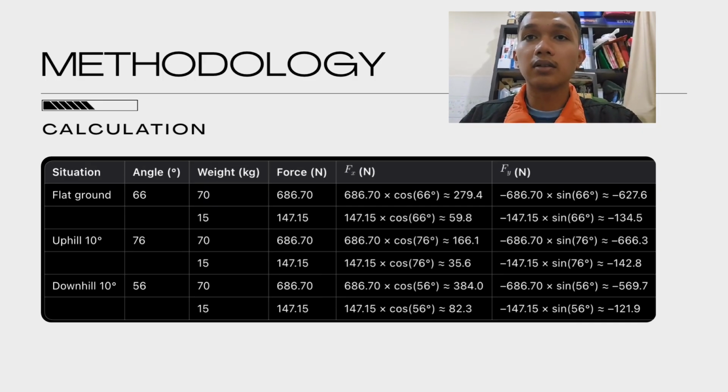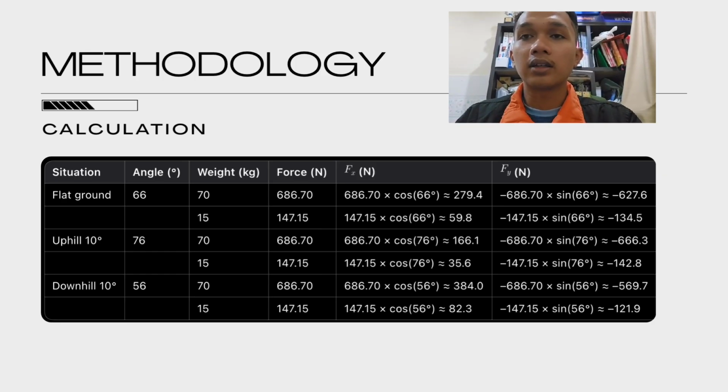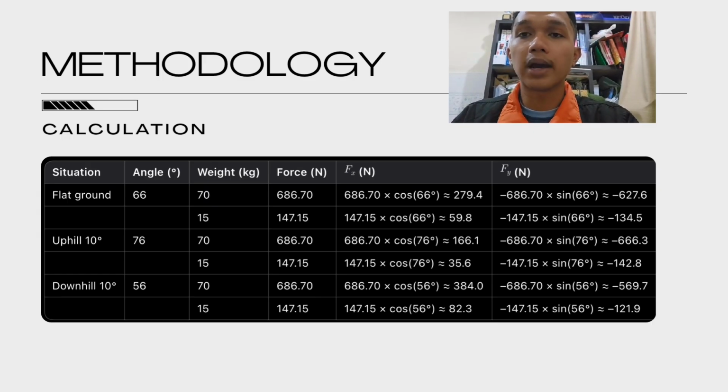For the uphill with 10 degrees of slope, the seat tube angle is 76 degrees, which is 66 degrees plus 10 degrees of slope, with less force pushing forward at 166.1 Newton, while more force pushes down, at 666.3 Newton. So we can conclude that it is harder to pedal, with more weight pulling back.